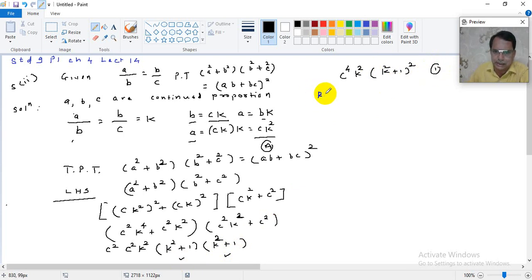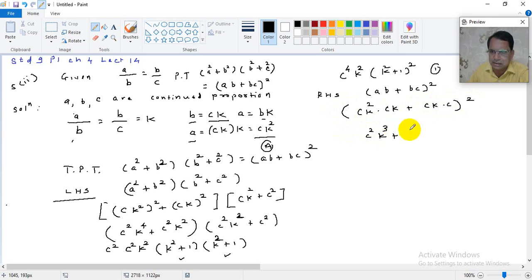Now come to right hand side. What is right hand side? It is AB plus BC bracket square. So put the values. A is CK square. CK square into B, B is CK plus BC, that B is CK into C, and is square of this. Now what is this? CK square into CK. So this is C square K cube and plus C square K bracket square.